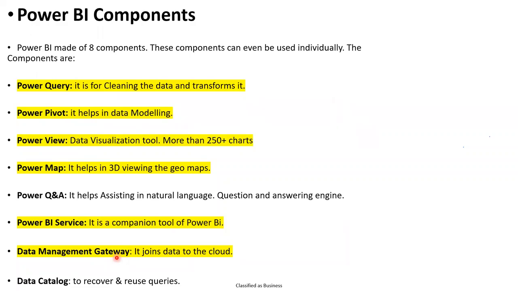I will show where the Power Query Editor, Power Pivot, Power View, Power Map, and Power BI Service are as well. So these are the main important components in Power BI that we discussed, and they are very important. The Power Query Editor and Power Pivot, the highlighted ones, are very important, along with Power View, Power Map, and Power BI Service. And the Data Gateway is for scheduling reports and joining the data.